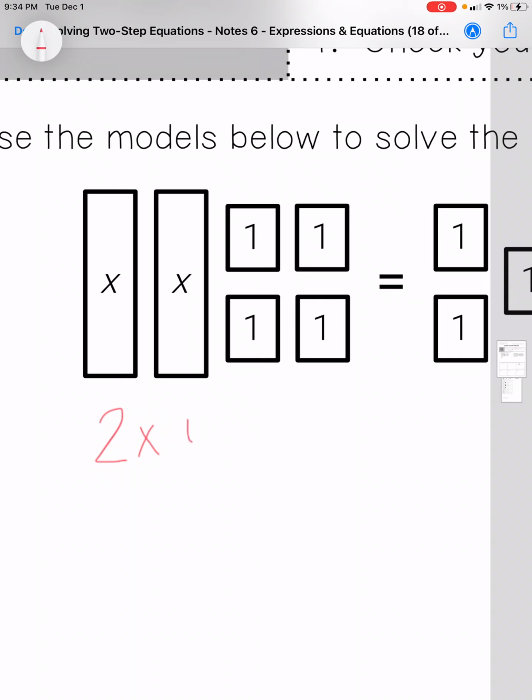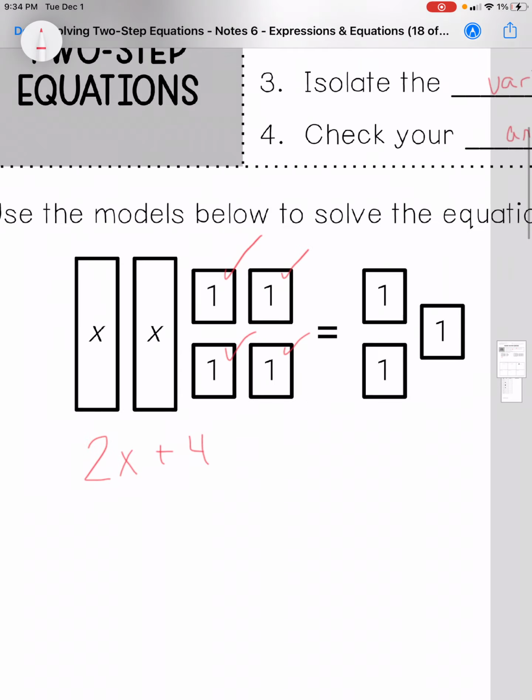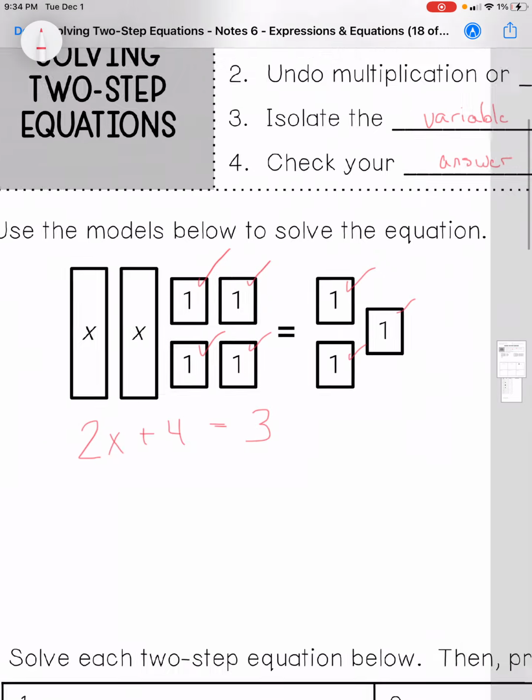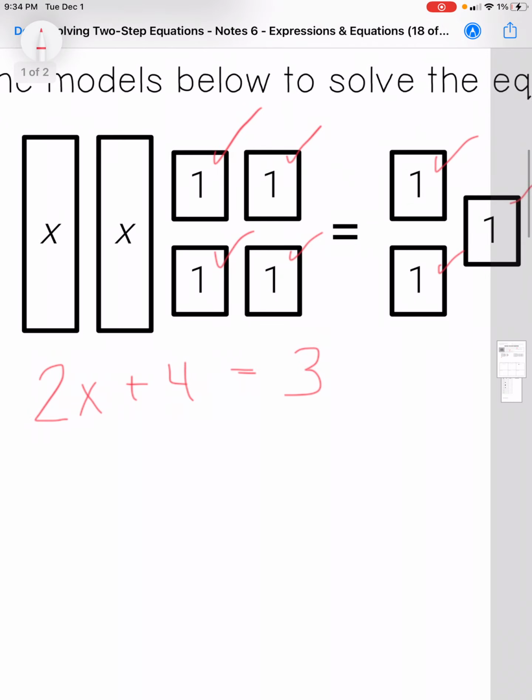2x plus 4. How do I know it's 4? Okay, so there is 1, 2, 3, 4. So how do I know it is plus? Because those are all positive ones. So it would be plus 4. Okay. So 2x plus 4 equals 1, 2, 3. Now that is just a two-step equation. Okay, so it's going to take 2 steps to solve this.